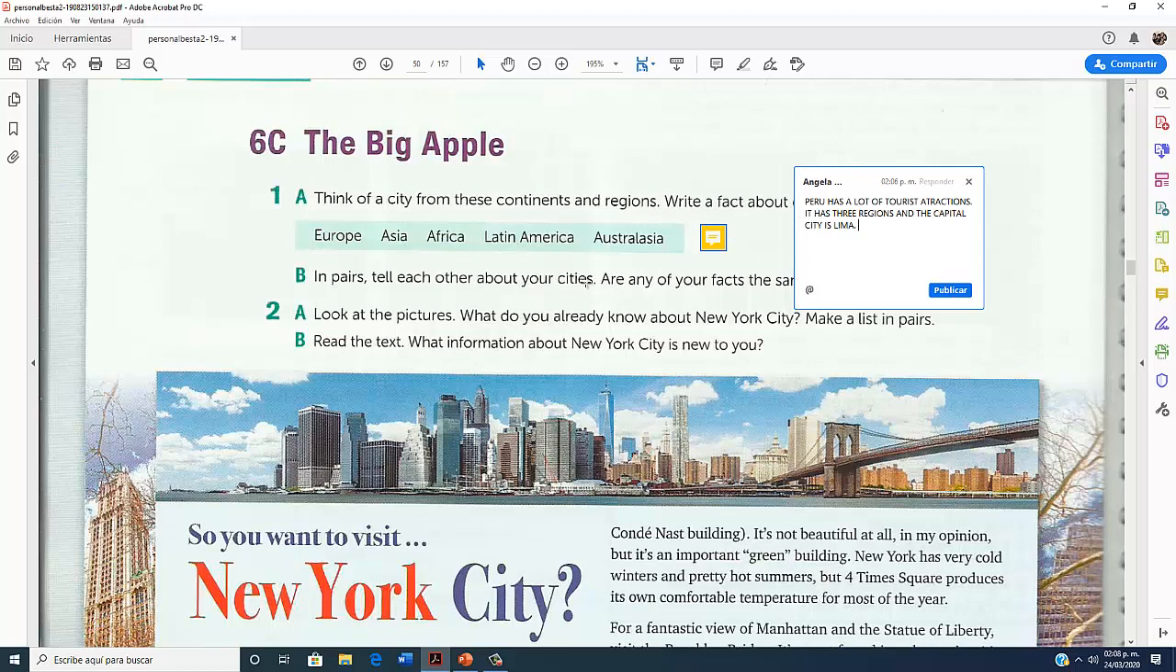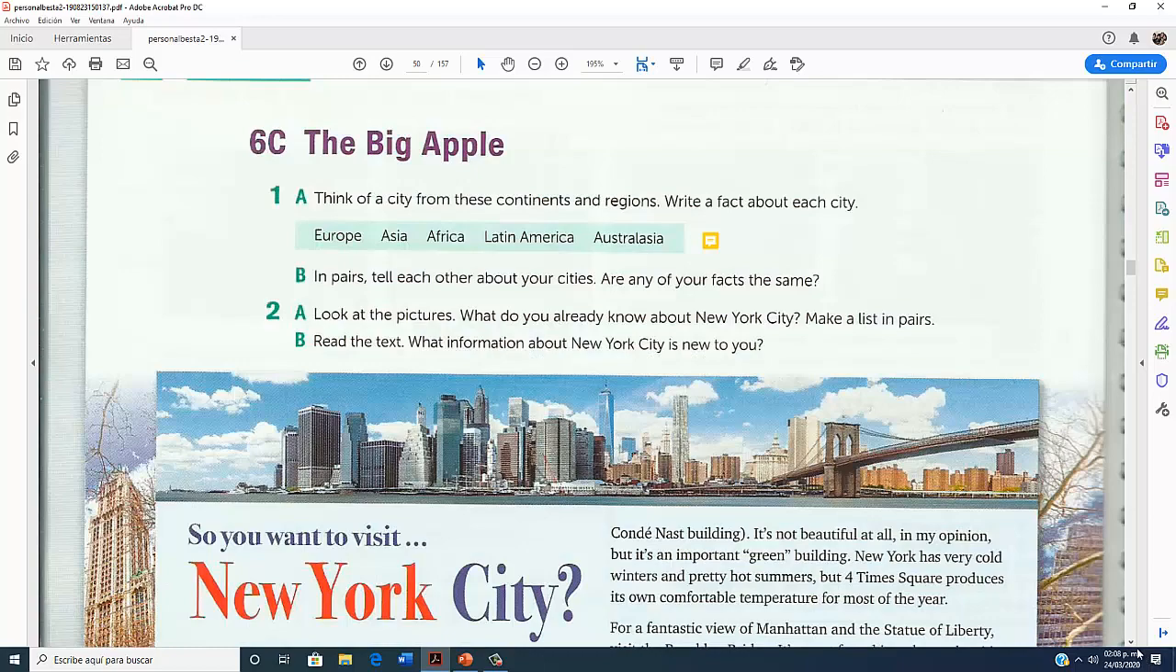Okay. And like this, you can also, in your houses, think about the exercises here. Think of a city from one of these continents and write a fact about that place. Okay, now look at the pictures. What do you already know about New York City? Make a list, read the text, and write what information about New York City is new to you.